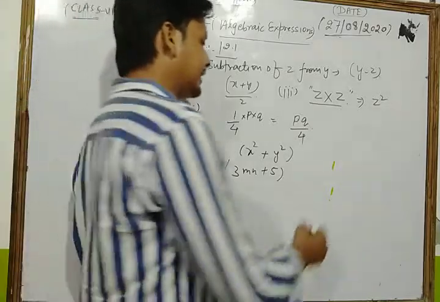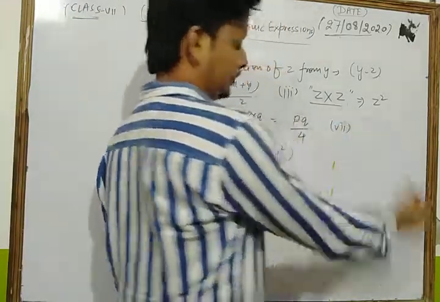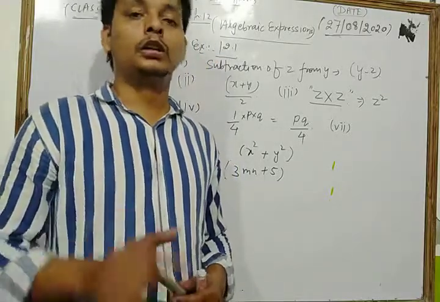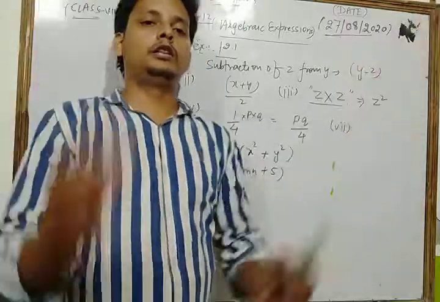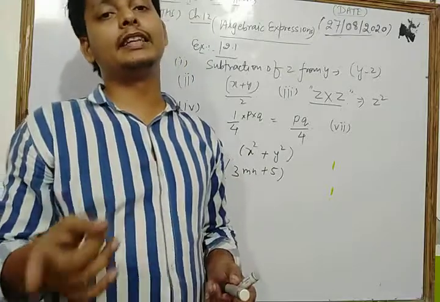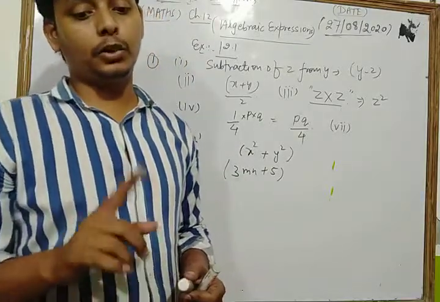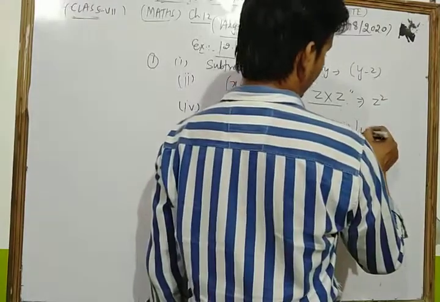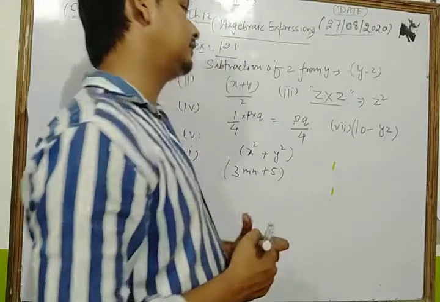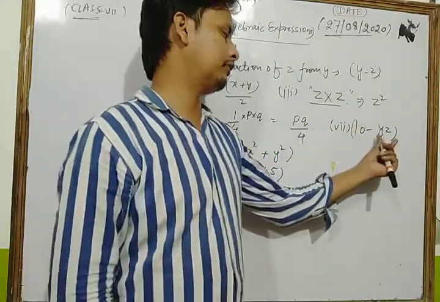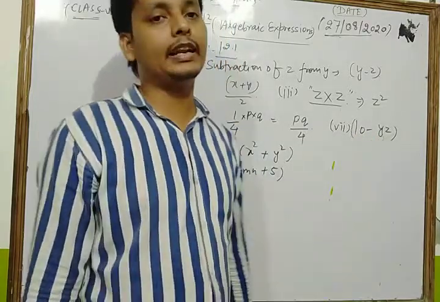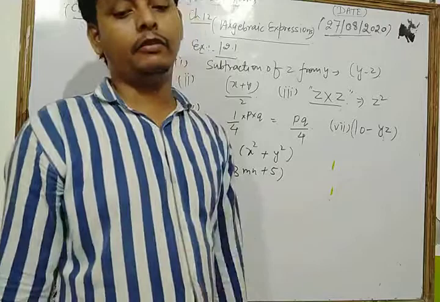Okay, now we take and solve the seventh part of this question, which is: the product of the numbers y and z subtracted from 10. Dear students, the product of numbers y and z means yz, and subtracted from 10, so we can write 10 minus yz. This is the algebraic expression which represents this statement.